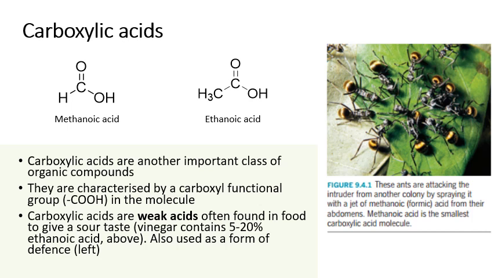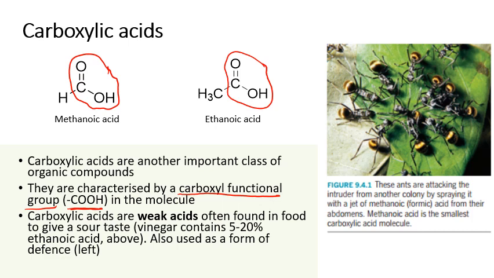Carboxylic acids are characterized by a carboxyl functional group. And in semi-structural formula, we write it as a COOH in the molecule. In full structure, that's what it looks like right there. And I touched upon this in the last video where we oxidized alcohols into carboxylic acid. So we can very easily turn alcohols into carboxylic acids just by reacting it with oxygen in an oxidation reaction.